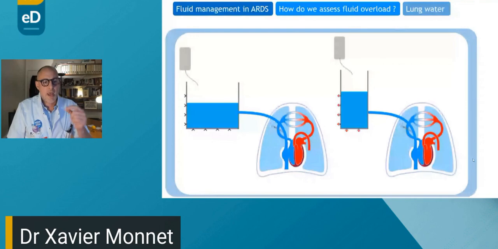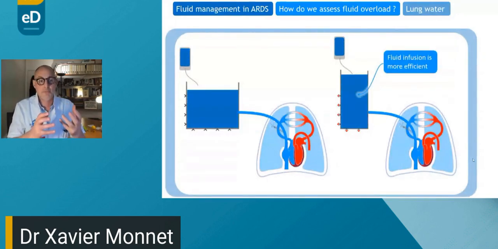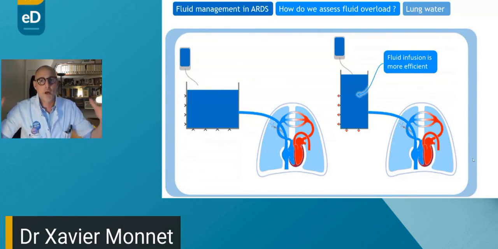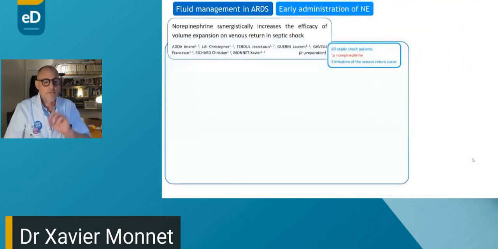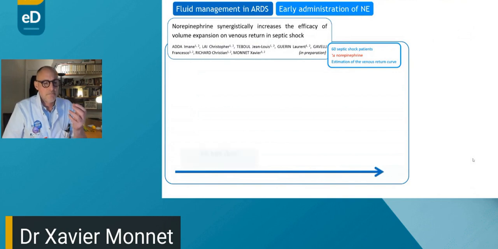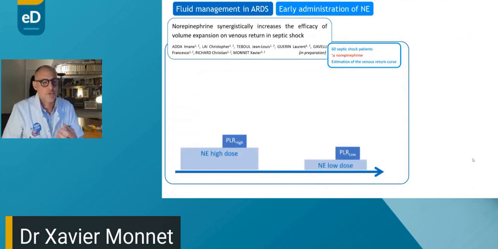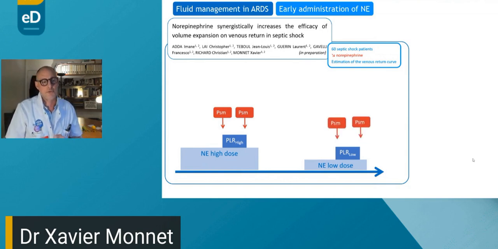Also, once we have increased norepinephrine, the next fluid administration might be even more efficient because the volume does not dilute in a very large volume. It reduces the volume of distribution of fluid. And in this study, be careful, it is not published, we mimicked the fluid administration with a passive leg raising at 2 different doses of norepinephrine.